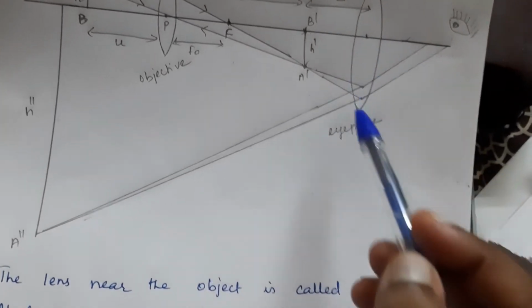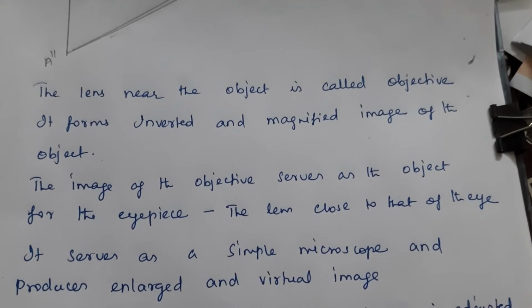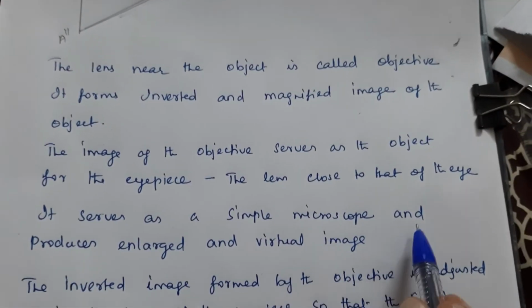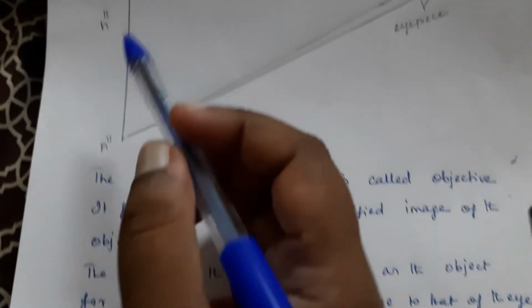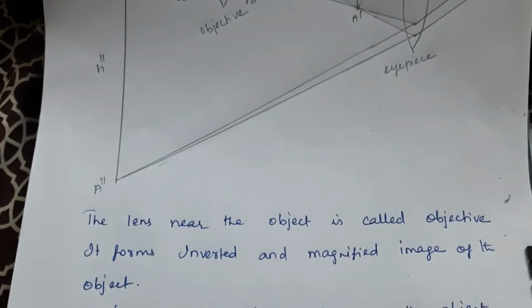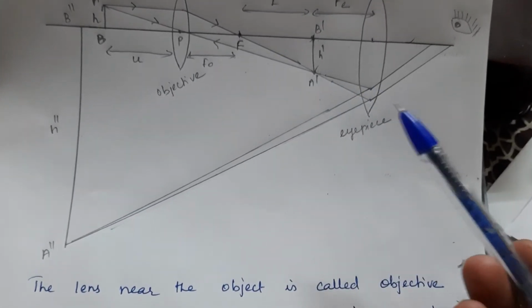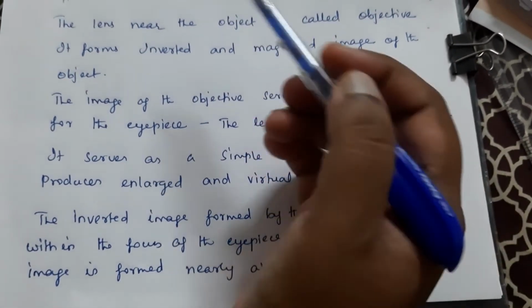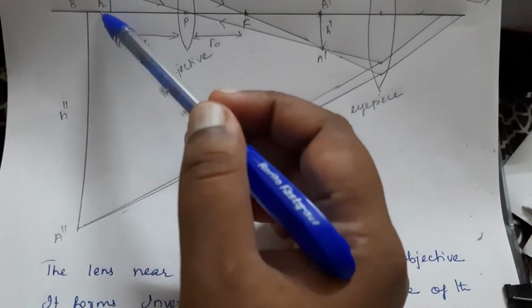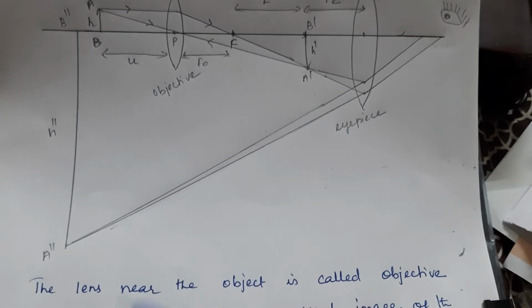Now this is of greater focal length. This eyepiece serves as a simple microscope and produces an enlarged and virtual image. The image formed by the objective is placed within the focus of the eyepiece so that the final image formed is nearly at infinity. So you have the final image at infinity. This is also an inverted image.